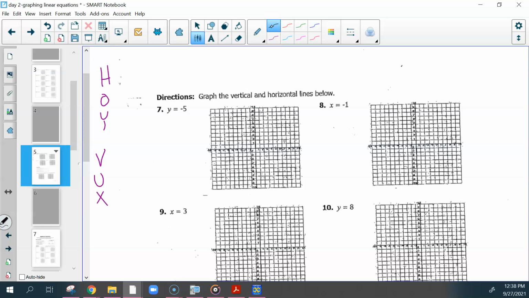Okay, so remember HOY was horizontal lines, that was zero slope, and y equals. VUX was vertical lines, undefined slope, and x equals.